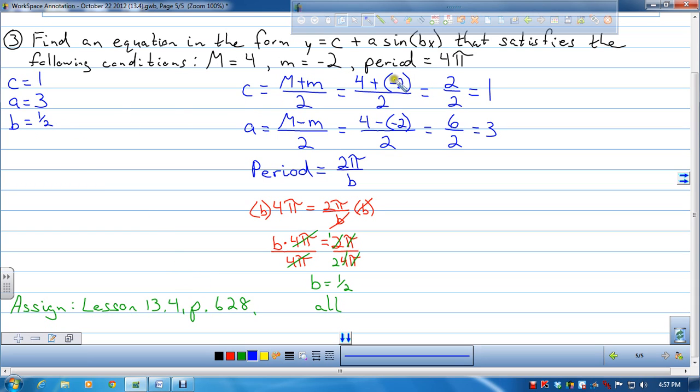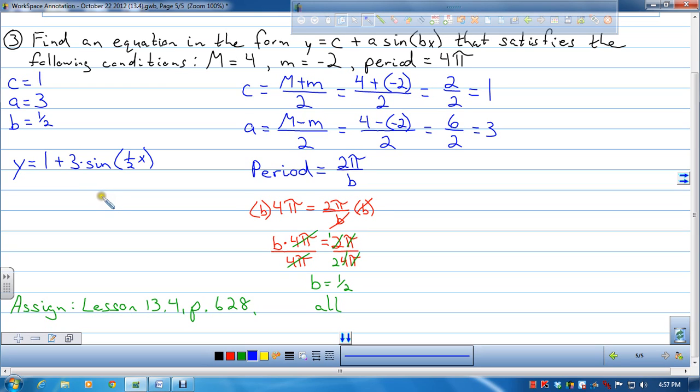So, our final equation then. Don't forget to write the equation. You did all that work. C, which is 1, plus a times sine, so 3 times the sine of b times x, so it'd just be 1/2 x. Or sometimes you might see that as x over 2. That would be fine as well. Okay.